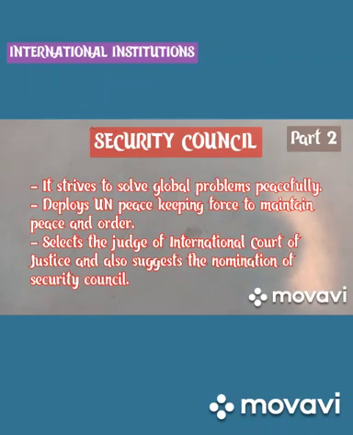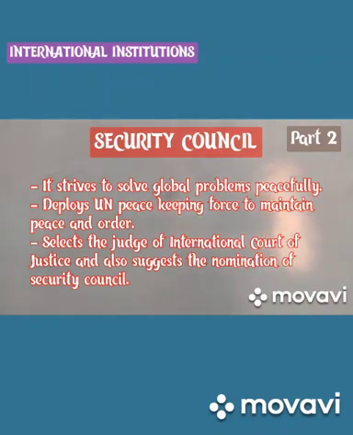The Security Council also strives to solve global problems peacefully. It also deploys the UN peacekeeping force to maintain peace and order. Suppose they find that there is a problem in any country or between 2 countries, at that time they send the UN peacekeeping force so that peace and order will be maintained in such areas. The Security Council also selects the judges of the International Court of Justice and also suggests the nomination of the Secretary General. That's all about the Security Council.